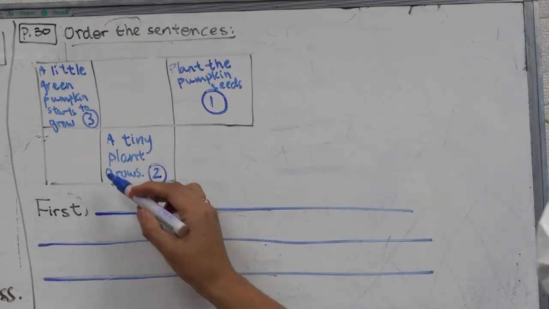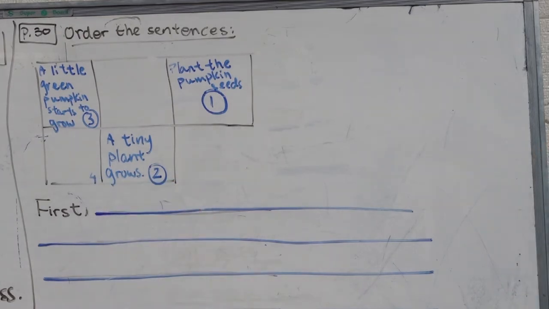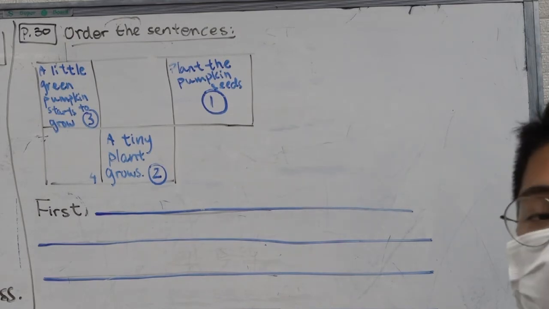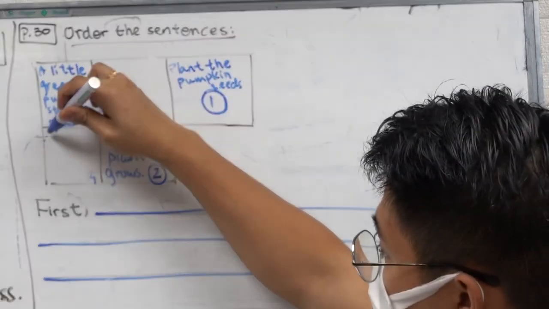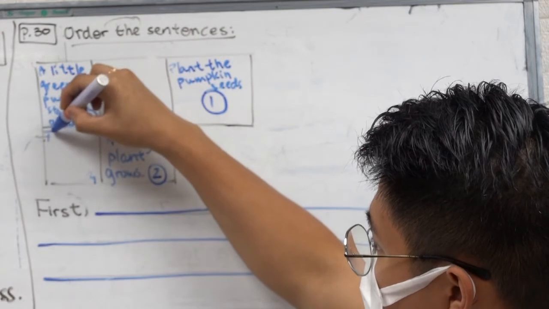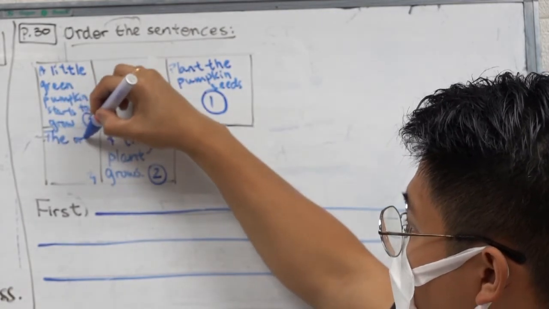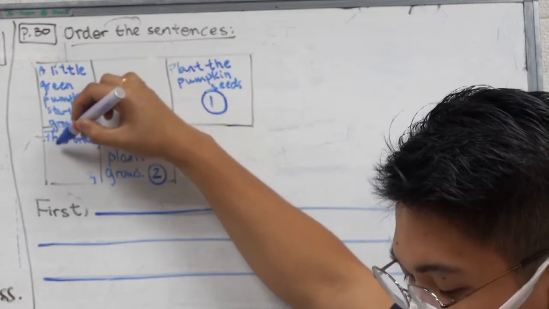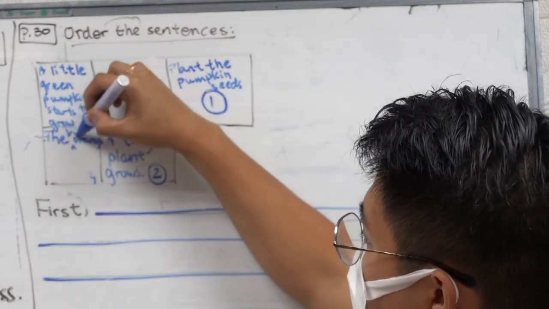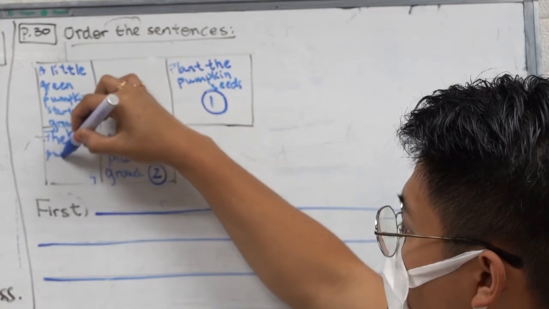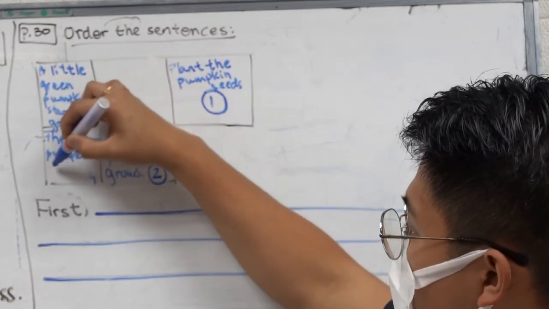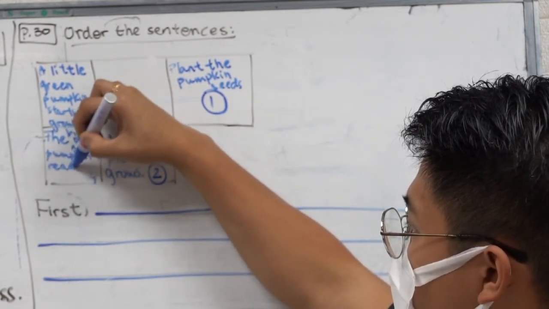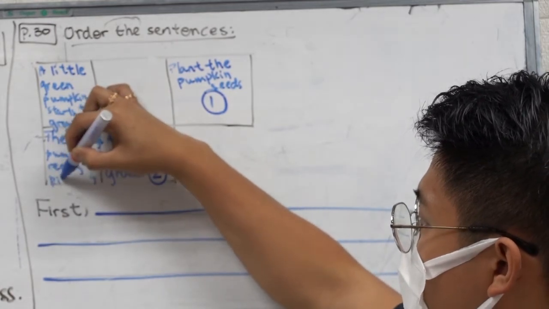So this is picture number 4. The big orange pumpkin is ready to pick. Pick means to take out from the ground to use, right? So this should be number 4. Oops, no more ink also. The big orange pumpkin is ready to pick.